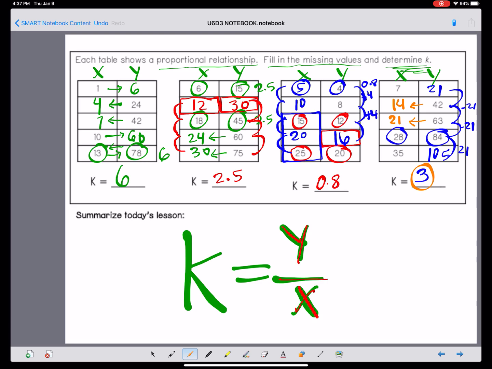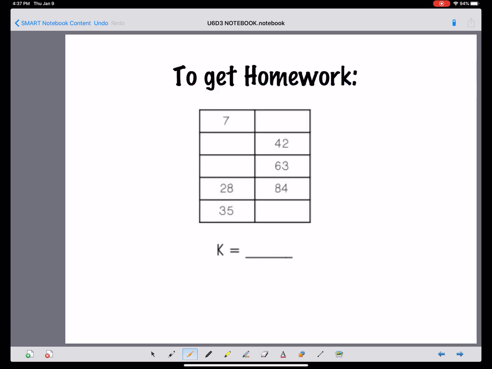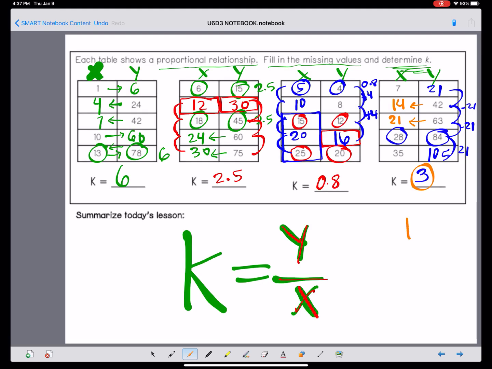You will probably see something similar to this on your homework. And you don't have to do the homework ticket. The homework ticket was this question up here.